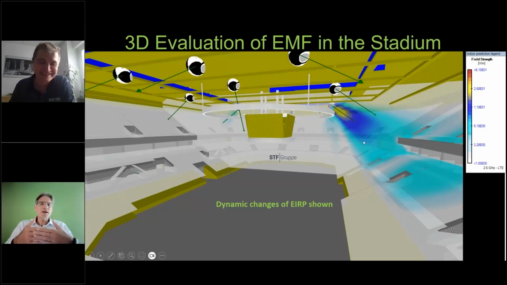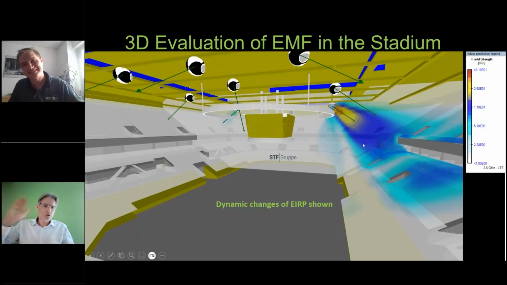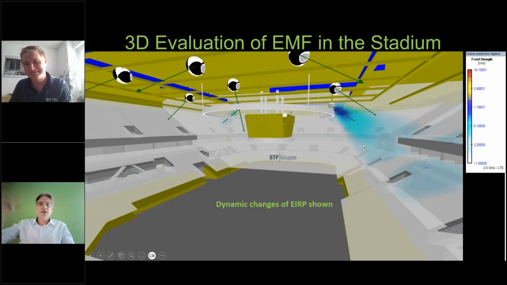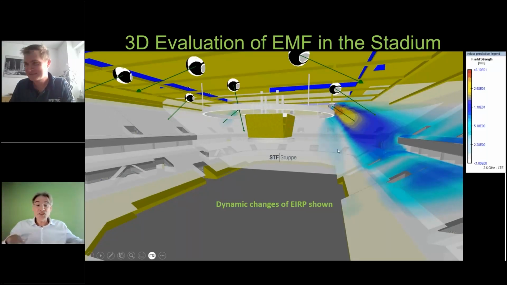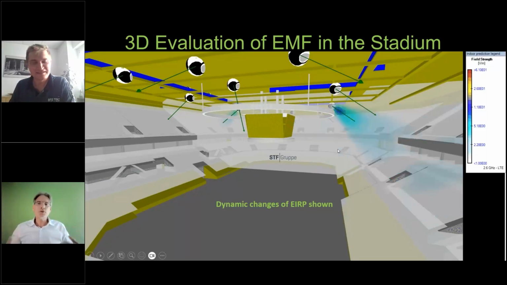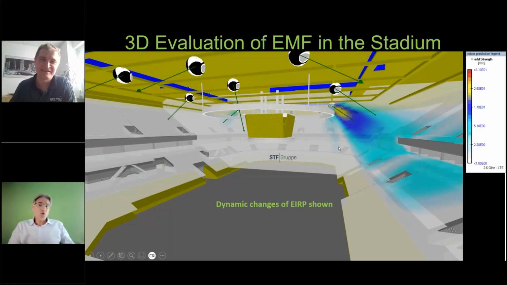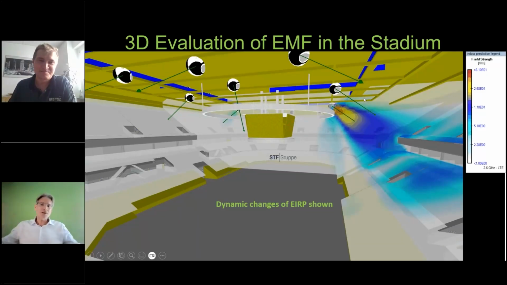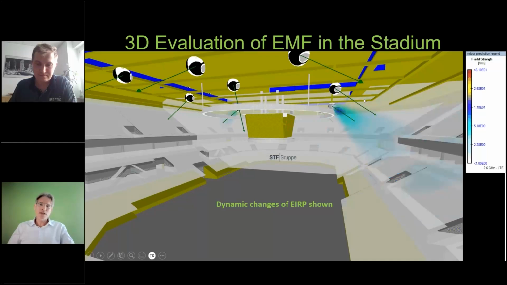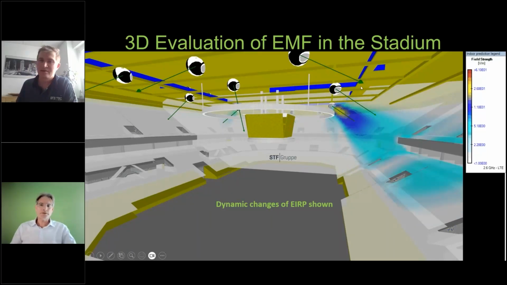Not close to the antenna, but in some cases maybe you are close, on the catwalk, walking there if you have to do some maintenance. But maybe antennas are close, like the underseat antennas and things like that, where you need to calculate the safety distance. And this is important, because we want to have a safe stadium at the end for all the spectators. And this can be calculated.